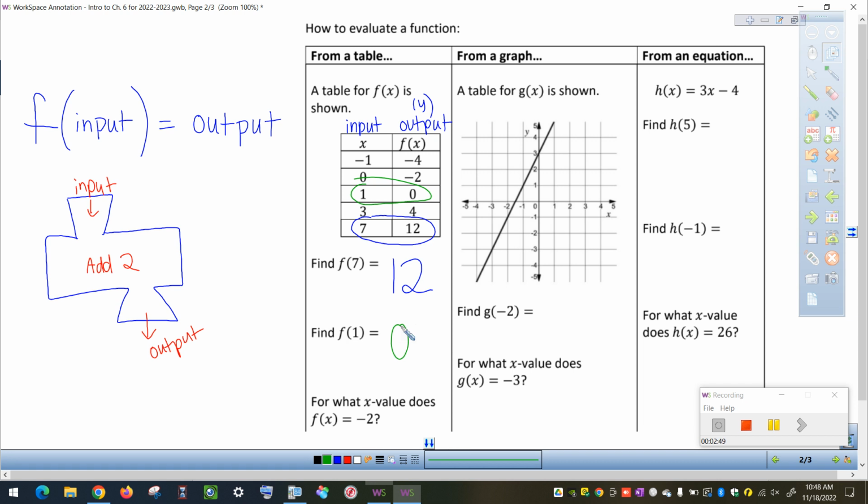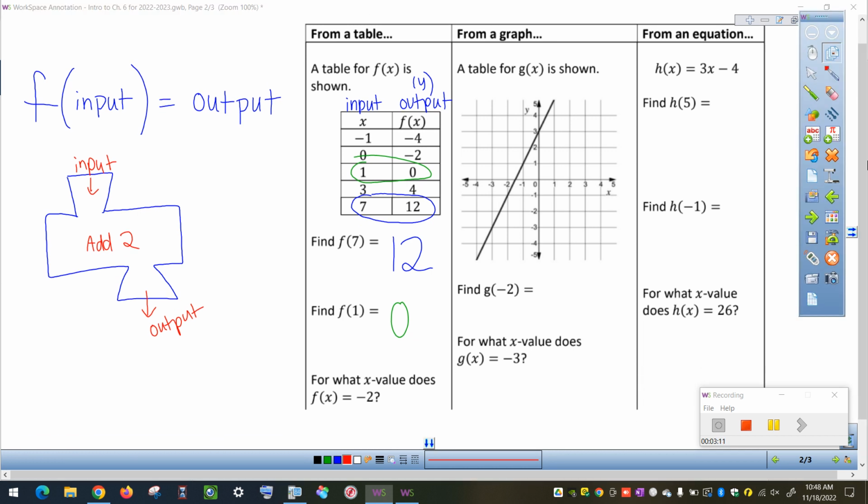Okay, the last question is the opposite question. Let's see how it's worded a little differently. It says, for what x value does f of x equal negative 2? So now it's giving us the output. It's saying the output is negative 2. We want to work backwards and find the input. The only difference is that now we're going to look for negative 2 on the right-hand side where the outputs are, and then we're going to look backwards and see what the input was.